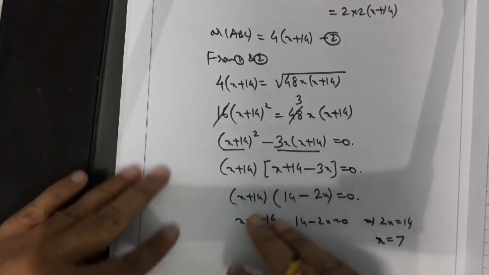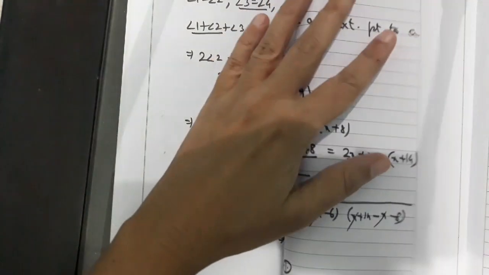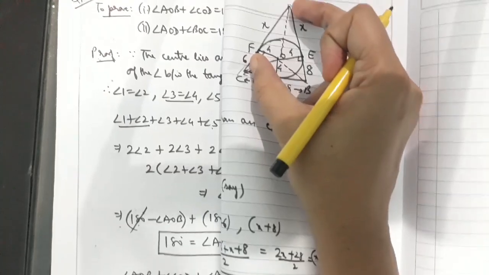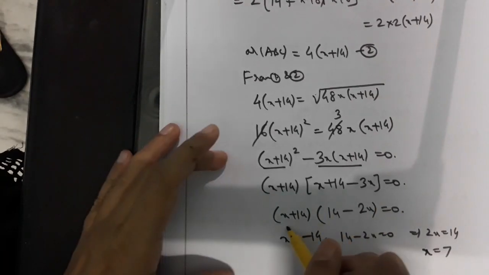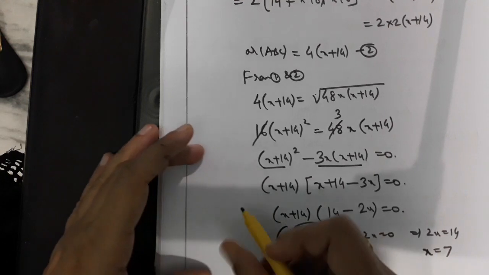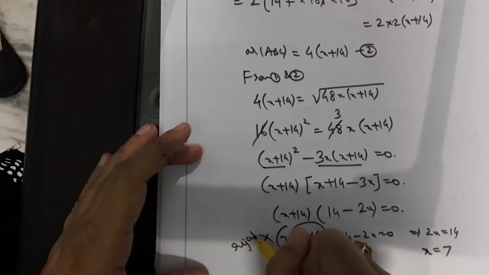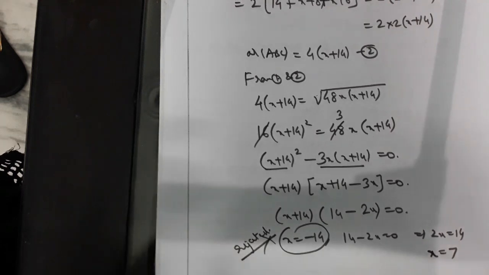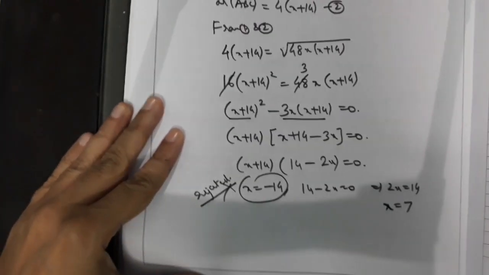Now x is this length. We have taken it as x. So definitely the length cannot be negative. So this negative value would be rejected. So the value of x obtained is 7.